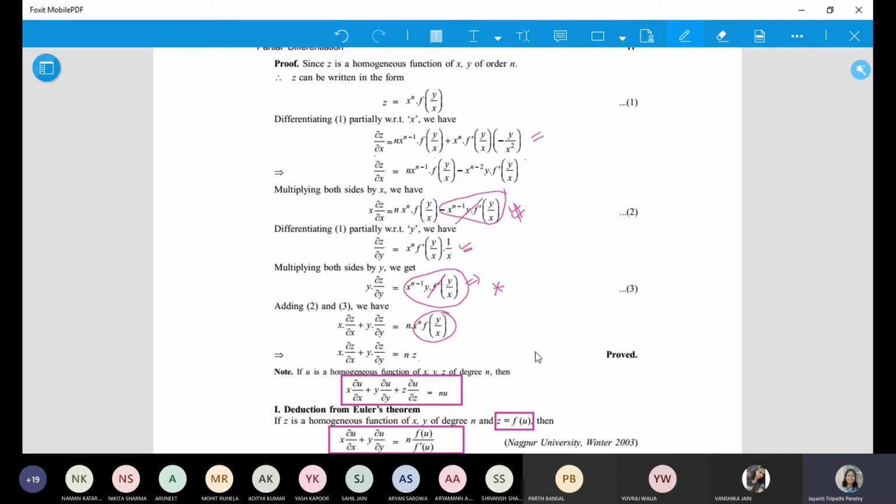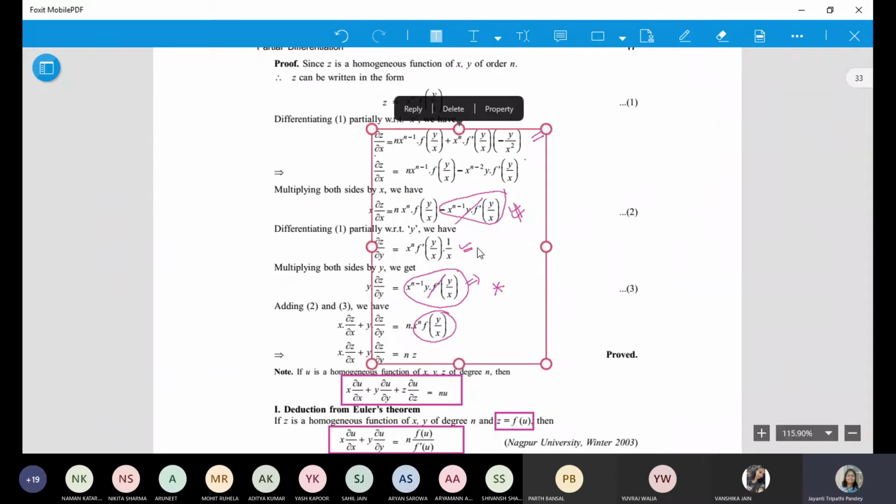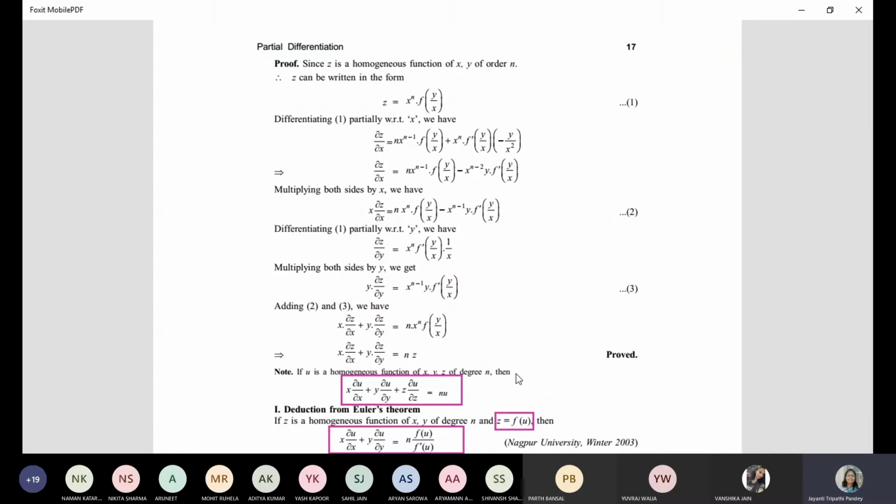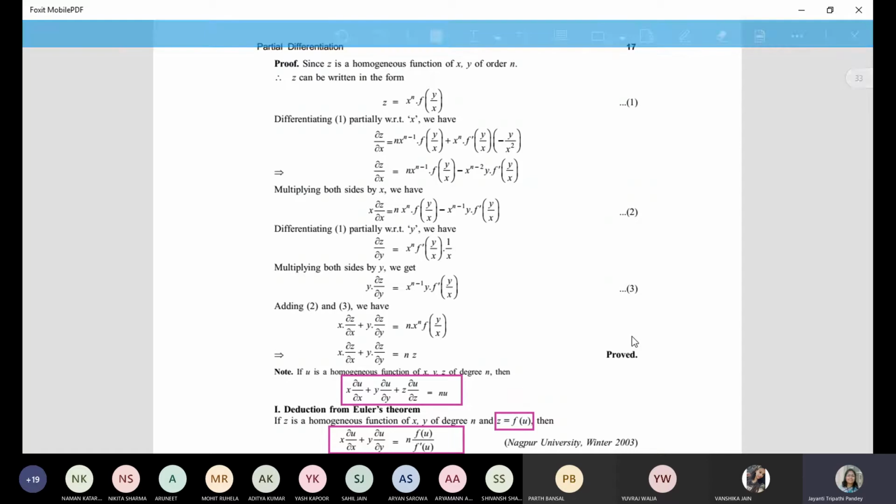Yes, ma'am. So this is a very useful result, and you can use this result for 3 variables or 4 variables, does not matter. If u is a homogeneous function of x, y, z of degree n, then you can extend, you can introduce the third variable also, and the output will remain nu.